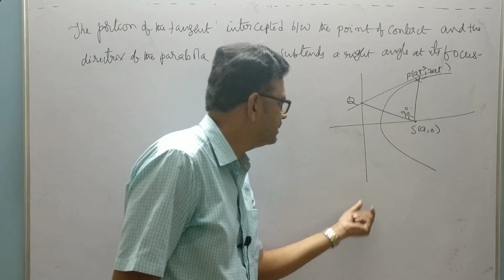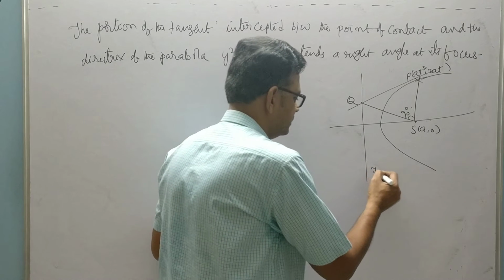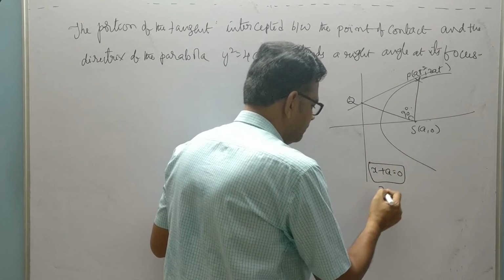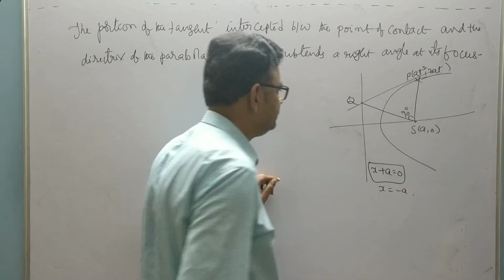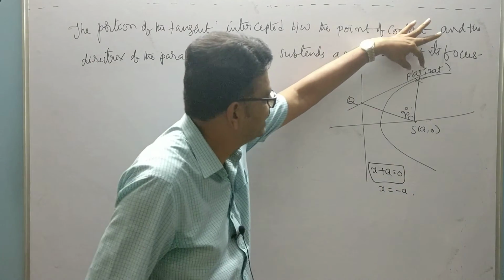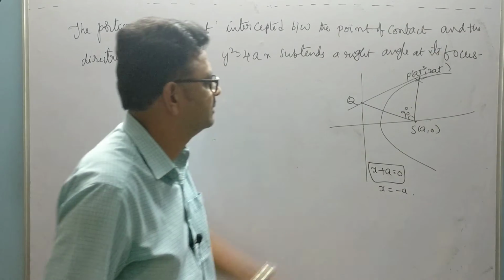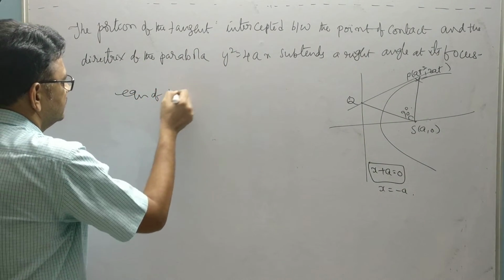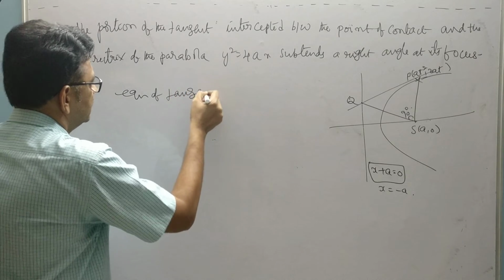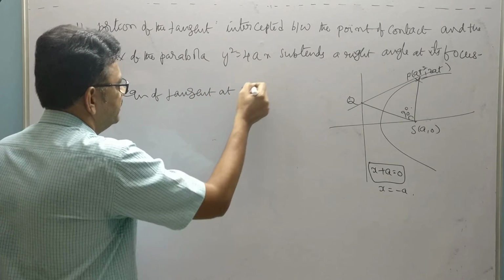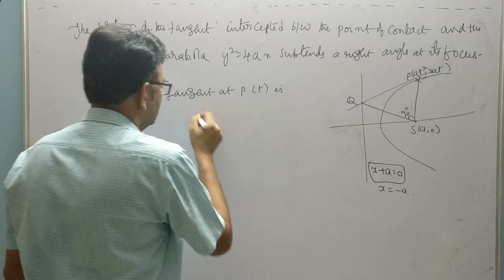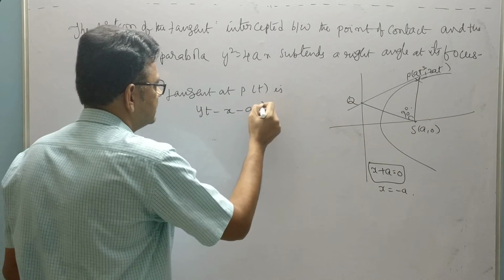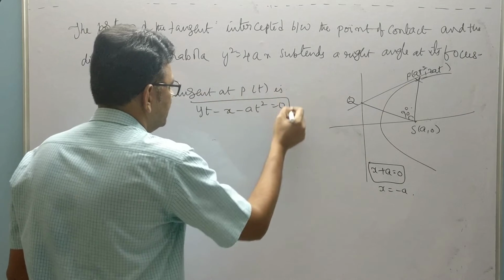What is the equation of the directrix? x plus a equal to 0. That means x equals minus a. Now the equation of the tangent at the point P. What is the equation of the tangent? Equation of the tangent at the point P, t, is yt minus x minus at square equal to 0.